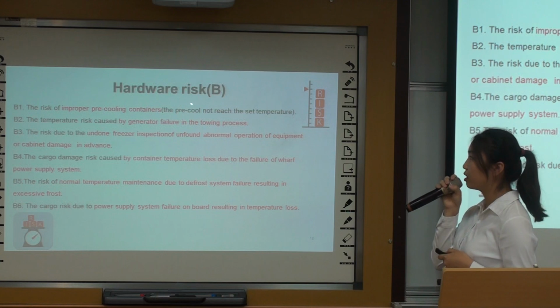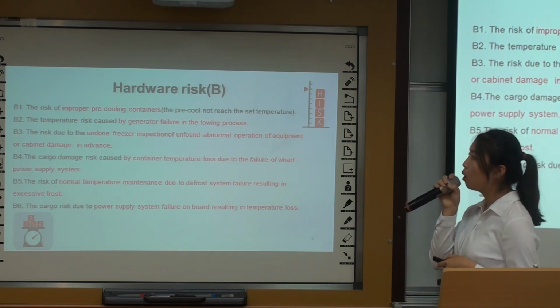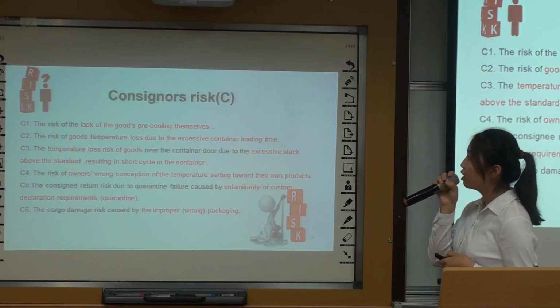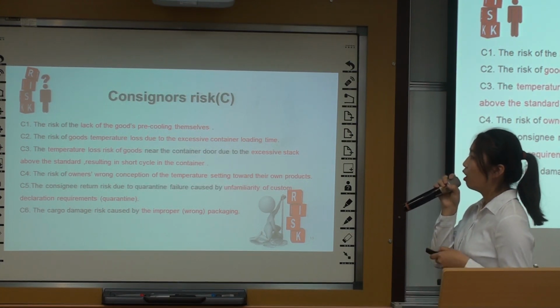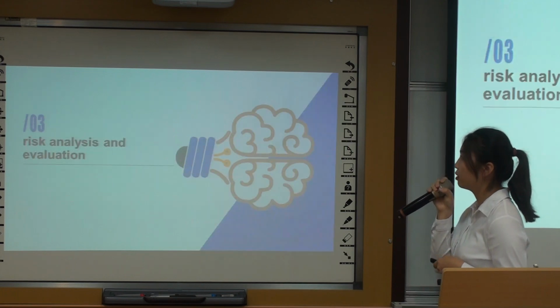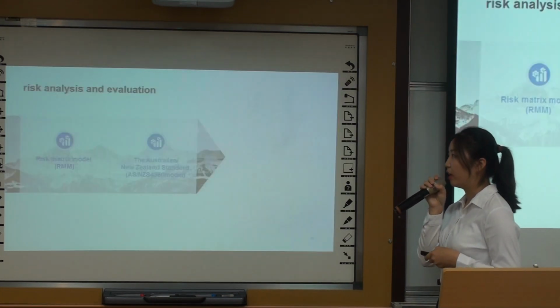In hardware risk, there are 6 kinds of risk, from B1 to B6. For example, the risk of improper pre-cooling of the container. In consignment risk, there are 6 kinds of risk from C1 to C6. For example, the risk of lack of goods pre-cooling themselves. And chapter 3 is risk analysis and evaluation.